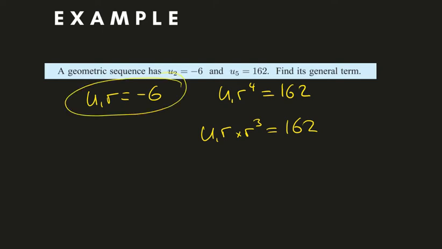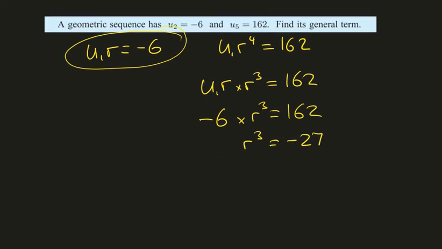And now I can take my original one and swap it in, look. So minus 6 times r cubed is 162. Dividing both sides by minus 6, r cubed is negative 27. Cubing, r is minus 3.